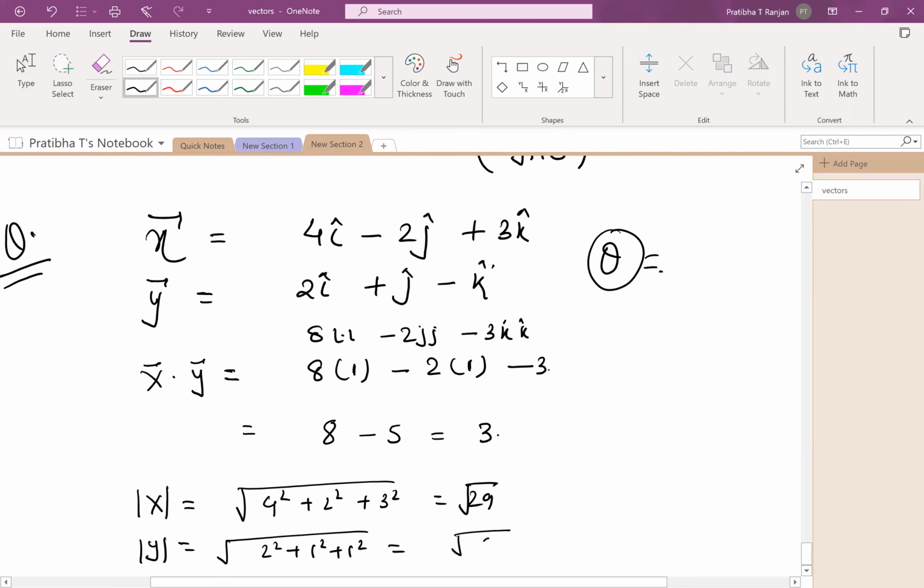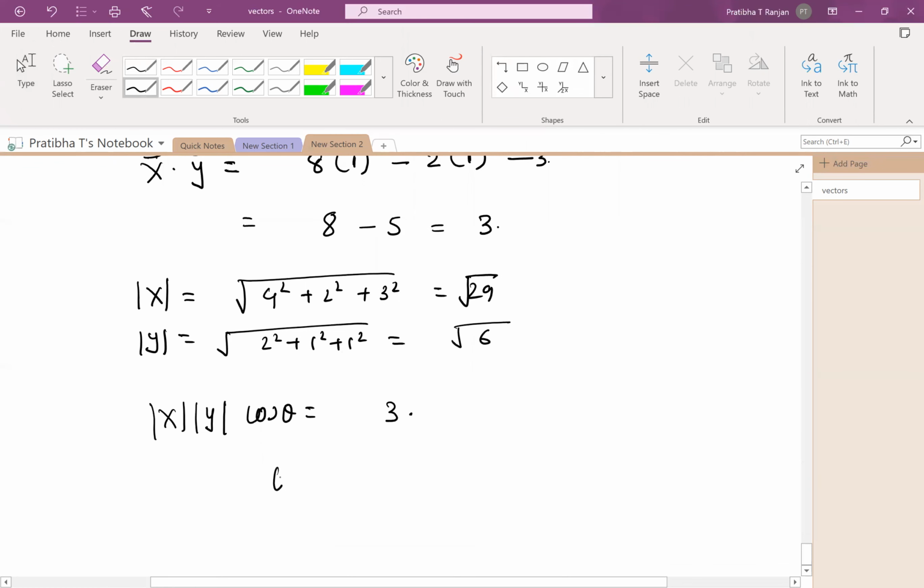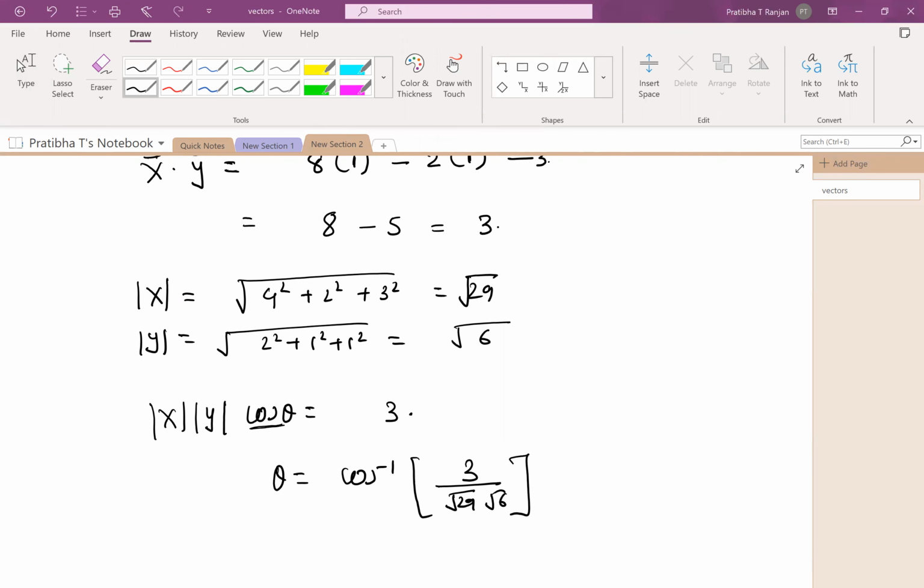So here it will be mod of x, mod of y, cos theta equal to 3, and theta will be cos inverse of 3 over root 29 and root 6, right? It's always cosine because it's a dot product. A dot product will always result in the cosine.